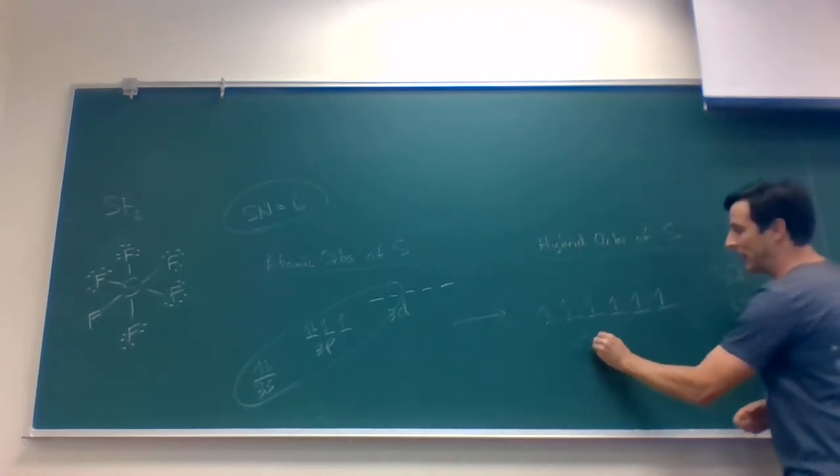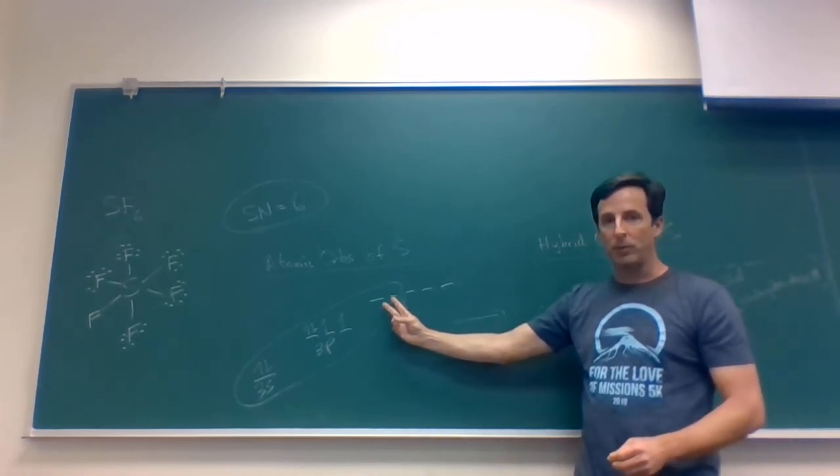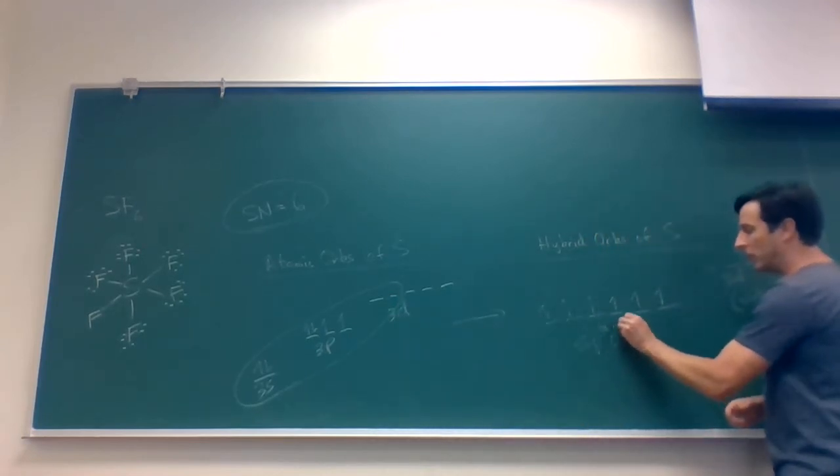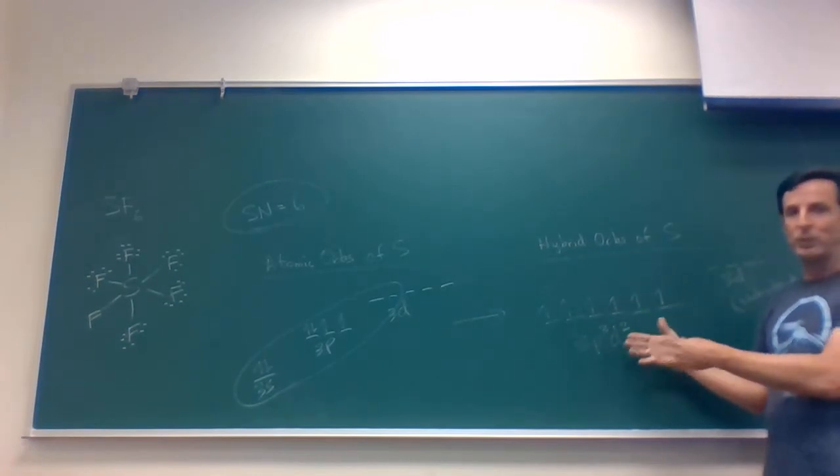So it's going to be sp3, and then I used 2 of the d orbitals. So d2. That's the hybridization. That's how many orbitals and which orbitals I had to use.